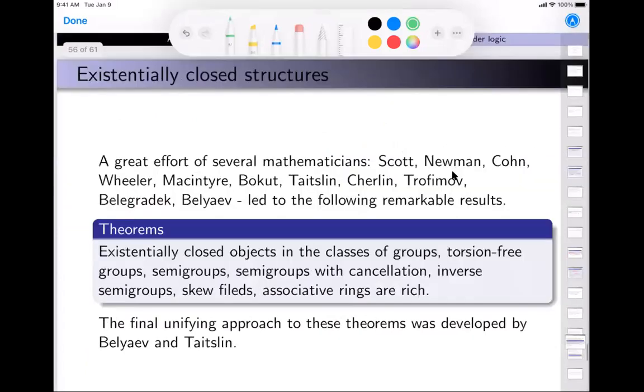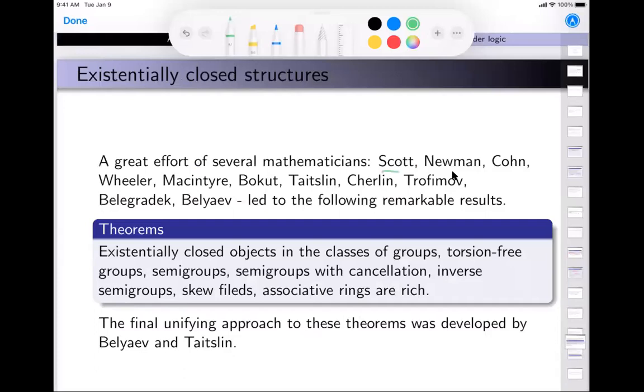And the last class that I would like to explain, which are rich, are so-called existentially closed structures. There was, I don't know, 30 years ago maybe, or maybe more, a huge effort to study existentially closed structures in some classes of groups or rings or semigroups.